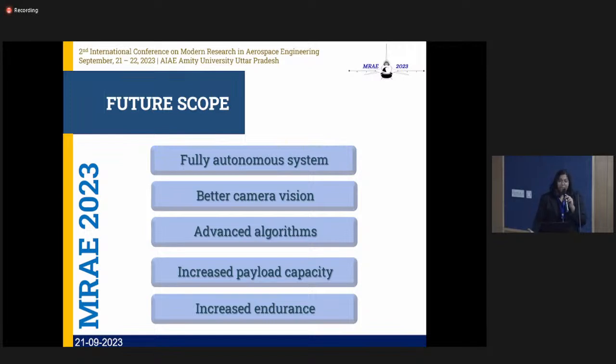Then increase payload capacity. We used a 200-gram payload, but it could easily carry a payload of 500 grams, considering the overall weight of the drone was 900 grams. So it's pretty appreciable. Then we can include other things such as increased endurance, which comes in the flight and all that, not the actual mechanism. So that is the scope for that.